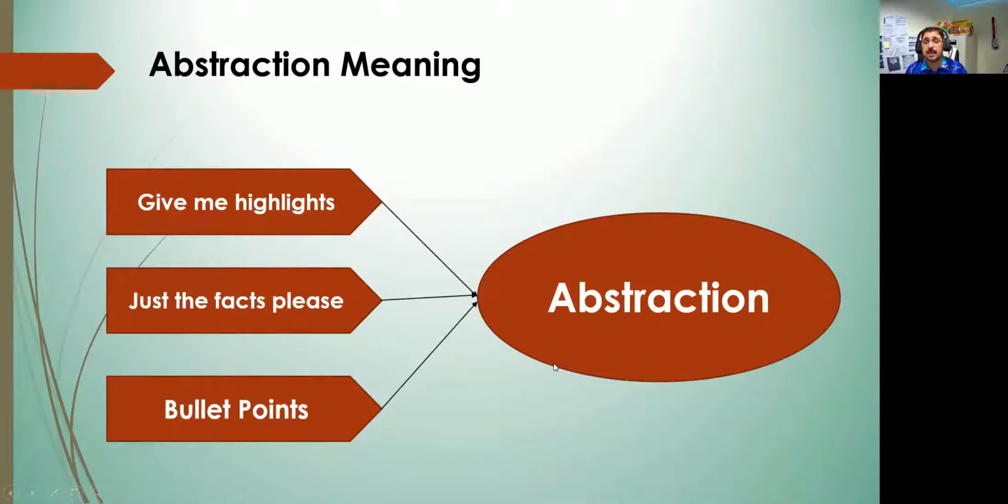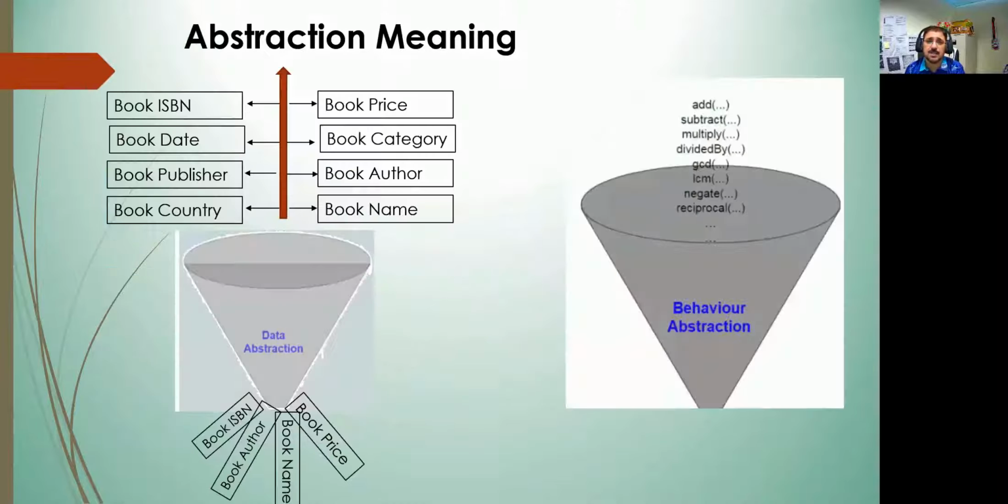Abstraction, as we discussed earlier also, is a general perspective of something. For example, if someone tells you, just give me the highlights or just the facts, or maybe if you represent some phenomenon just in bullet points, then a very general perspective of something is called abstraction.